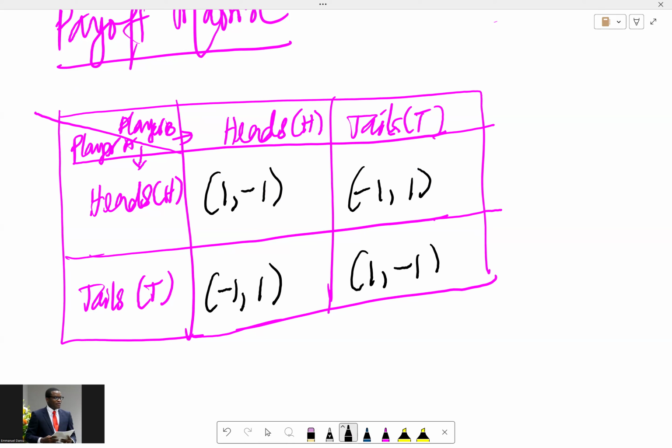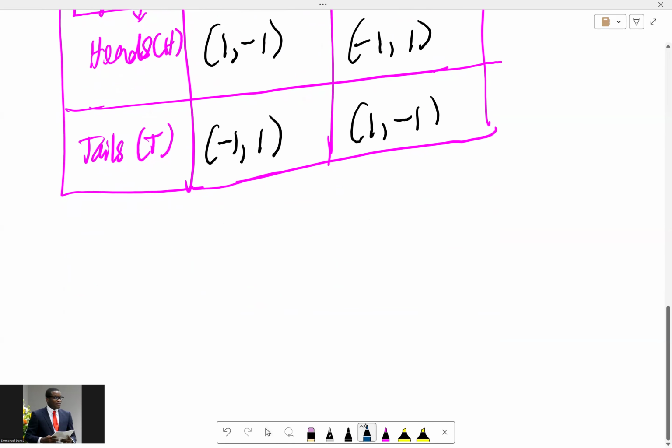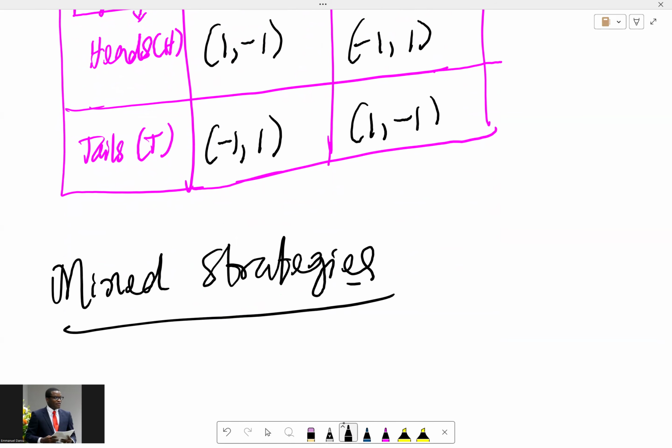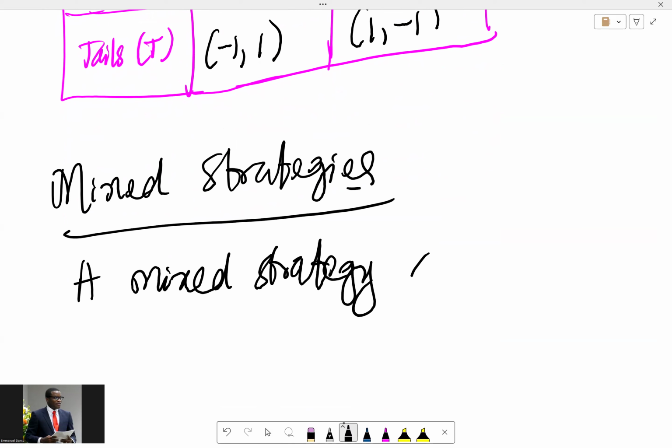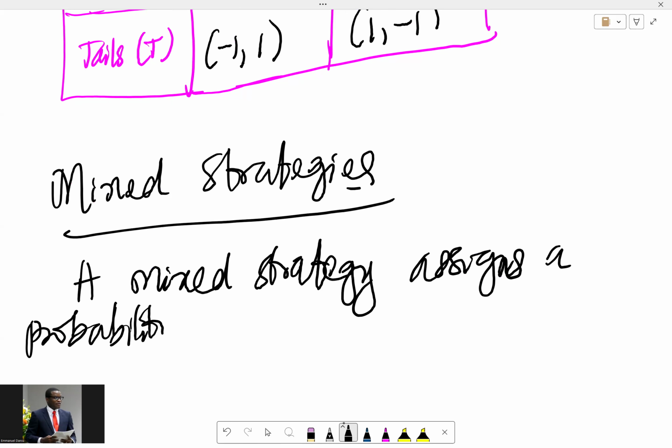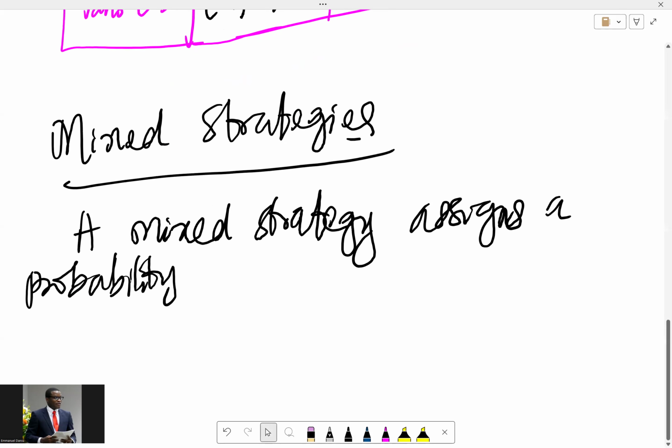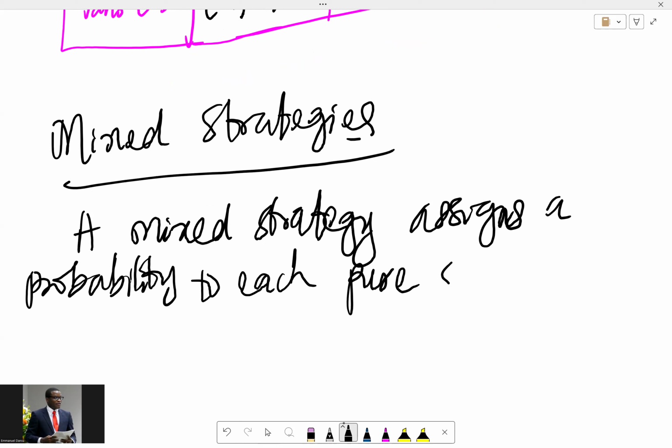All right. So let's go ahead and talk about the mixed strategies. A mixed strategy assigns a probability. Since each player has options to choose from, the way they choose the options will be probabilistic. So a mixed strategy assigns a probability to each pure strategy. What should have been a pure strategy will now have a probability assigned to it, and that's what leads to a mixed strategy.